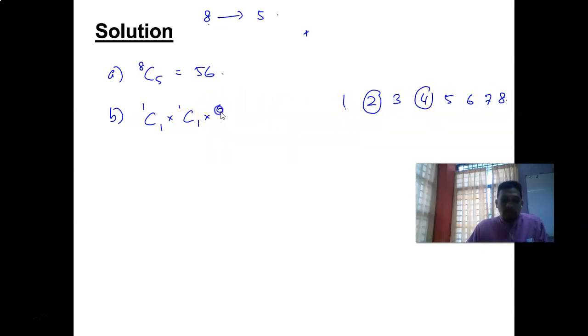Then 6C. From 1 question 2, we choose 1. From 1 question 4, we choose 1. So from the rest of 6, we choose 3. 1 plus 1 equals 2, plus 3 equals 5. So it's 1 times 1 times 20, equal to 20.